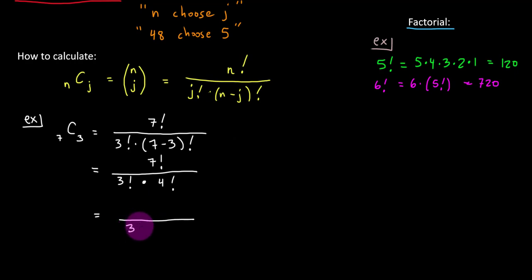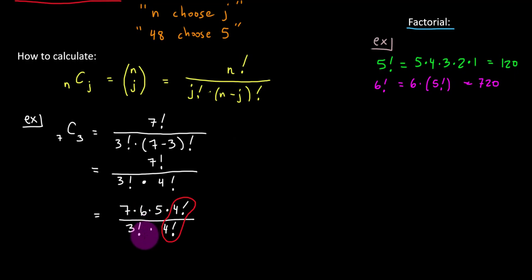I'm going to for the moment rewrite my denominator. 3 factorial, 4 factorial multiplied. I'm going to rewrite my numerator in a strategic way because I am anticipating a cancellation. 7 times 6 times 5 times, here it comes, 4 factorial. The cancellation here are these 4 factorials. That's a fancy one. So all I am left with is 7 times 6 times 5 over 3 factorial.